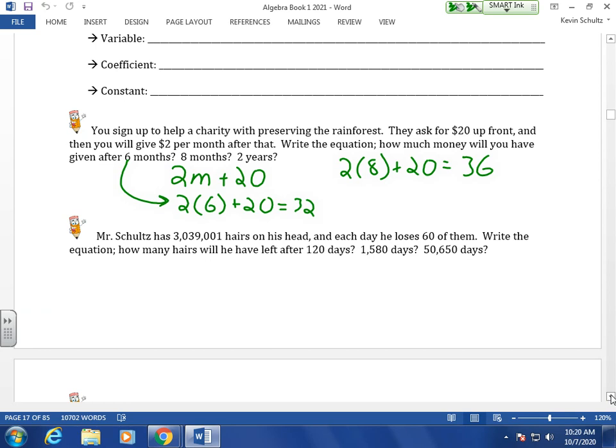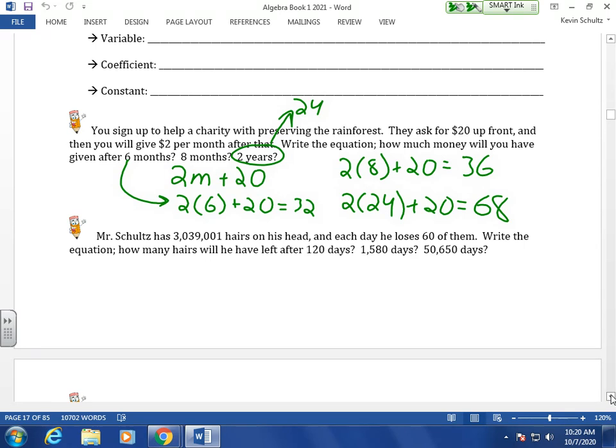And 2 years. What am I plugging in for the variable for 2 years? Violet? Well done, 24. Why 24? Will? Right. What unit is our variable in? It's $2 per month. So we have to convert this to months, 24, and that's what gets plugged in. So 48 plus 20, $68 total.